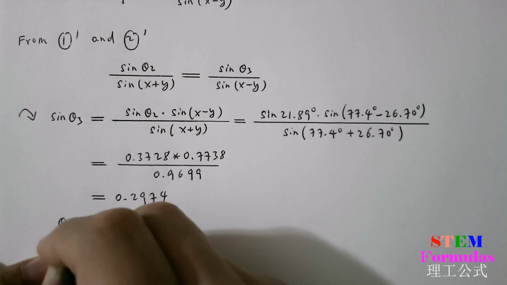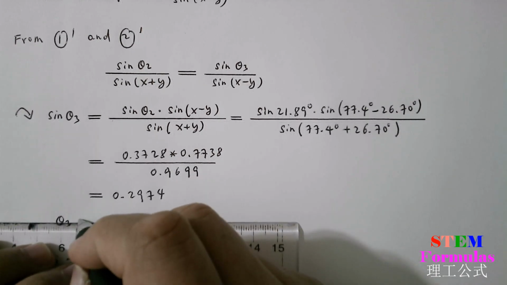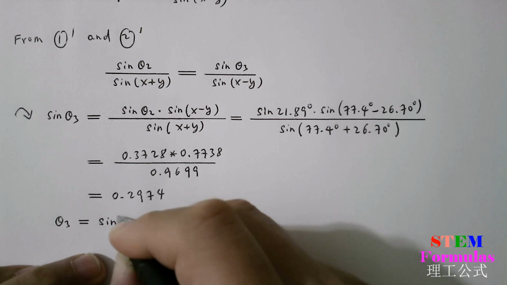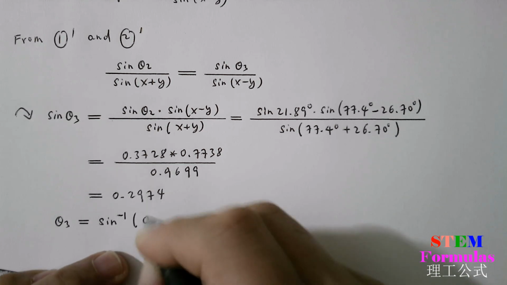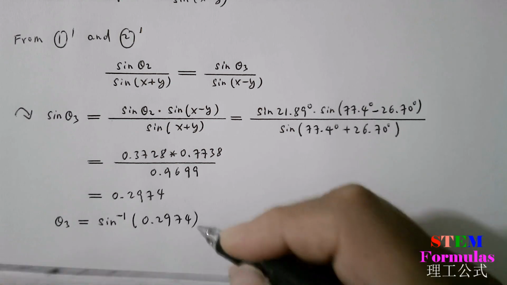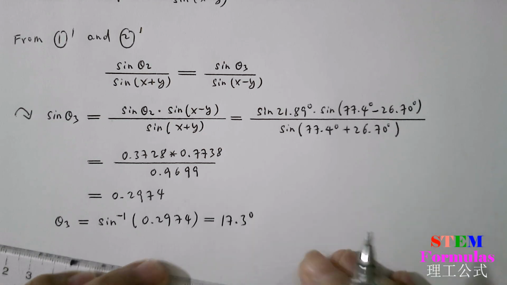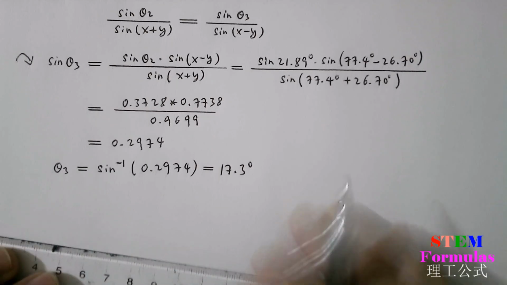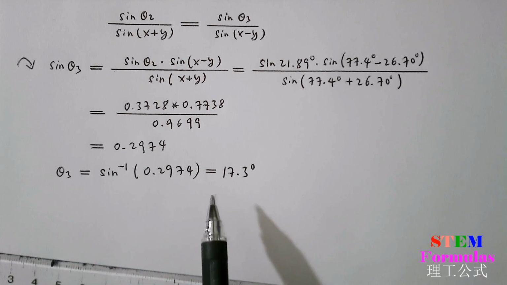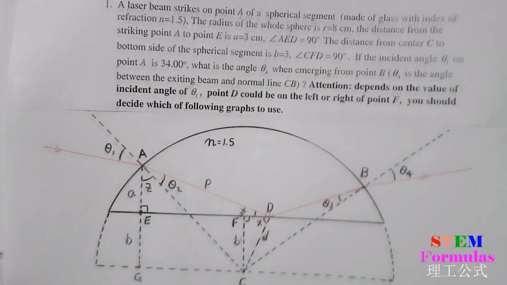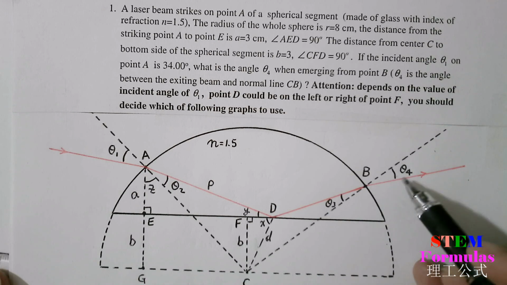So theta 3 equal sine inverse 0.2974 equal 17.3 degrees. Now I have found theta 3. Now I found theta 3, and by Snell's law I can find theta 4.